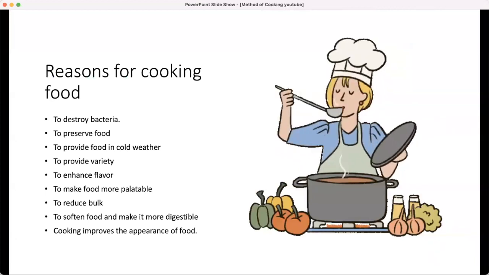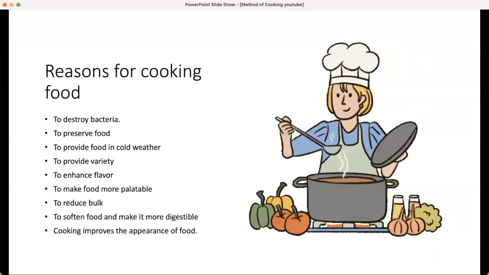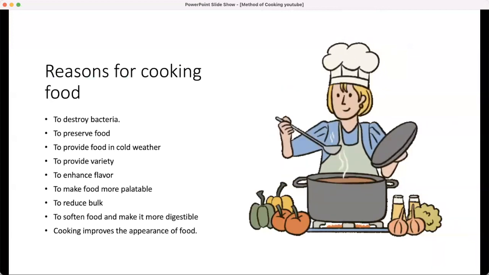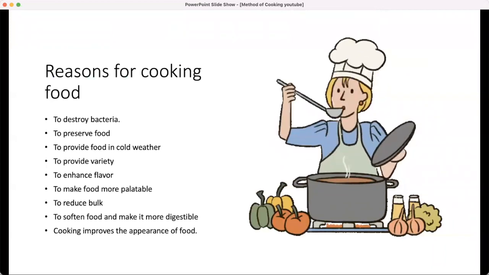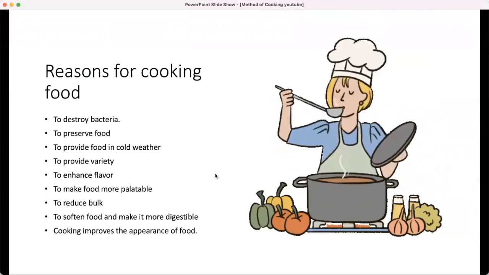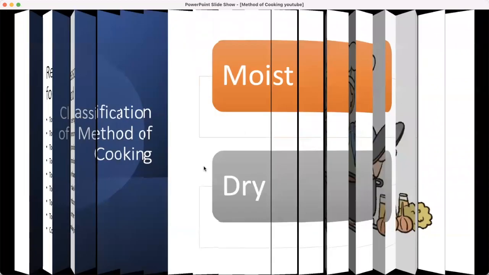The next point, to enhance flavor, to make food more palatable, to reduce bulk, to soften food and make it more digestible. And my final point, cooking improves the appearance of food. So we want to know that the food is looking really good.